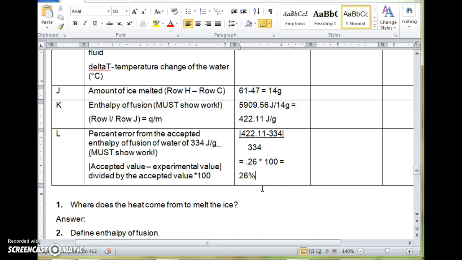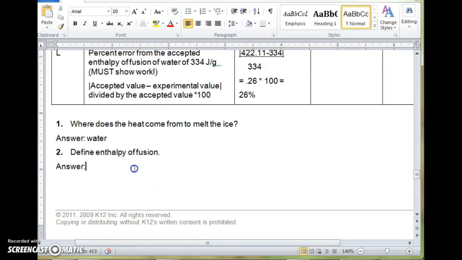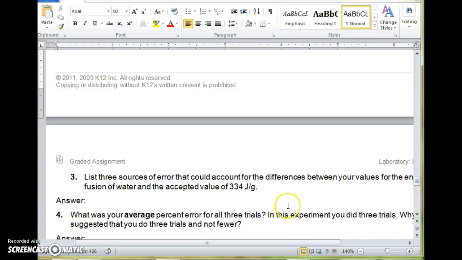All right, so let's talk a little bit more about the lab. Where does the heat come from to melt the ice? It came from the water, because the water was warmer, and heat always goes from hot to cold. Define enthalpy of fusion. That was the amount of heat needed to change from a what to a what. Do you remember? What did we do in this lab? Did we make ice or did we melt ice? Okay, so we melted ice, so it's from a solid to a liquid.